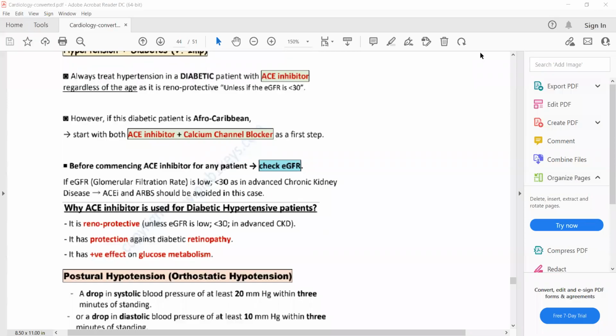So the first line drug to treat hypertension in diabetics is ACE inhibitors. But if the GFR of the patient is less than 30, or if the patient is having renal failure, then ACE inhibitors are contraindicated, or they cannot be prescribed to patients with renal failure or decreased renal function.